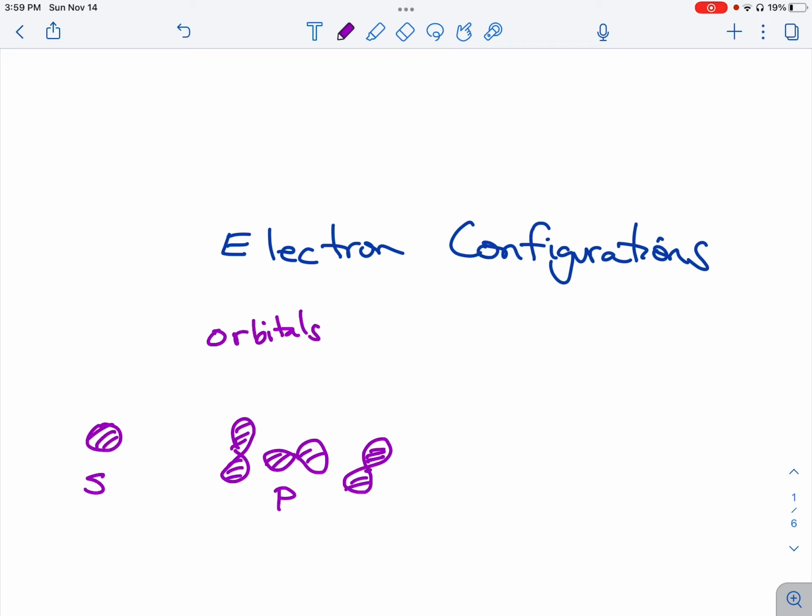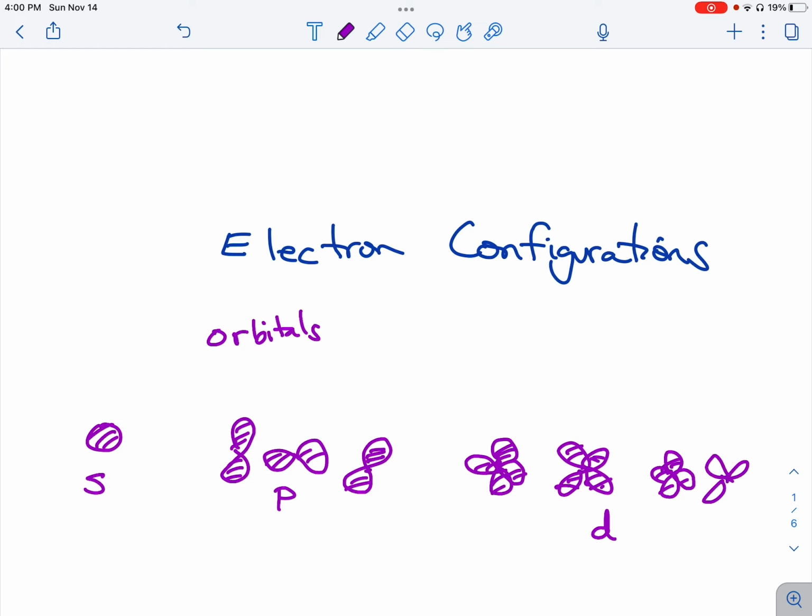Then there's the d orbitals. The d orbitals are a bit of a nightmare because, one, they're hard to draw. They're basically doubled up p orbitals. There's always one that's like that. There's one that's like this. There's these two, but sideways in the other third dimension, which I can't draw, so I'm just going to draw them again.